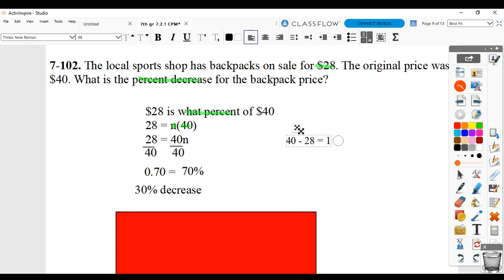You get a difference of 12, and then figure out 12 is what percent of 40. You could solve that algebraically, and then you would get your 30% right away. You'd get 0.30. So if you look at the difference, it will save you a step or two. Again, there are other ways you could solve it and find that answer as well.